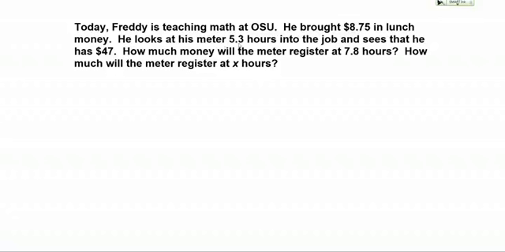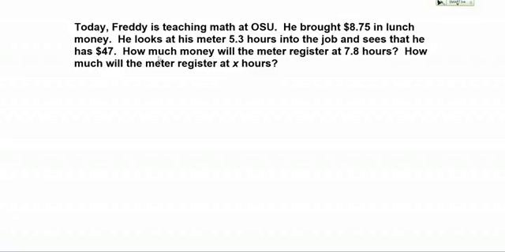Now he looks at his meter 5.3 hours into the job and sees that he has $47. Remember, that includes his lunch money. And the question is the same question we asked earlier: how much money will the meter register now at 7.8 hours into his job? Let's assume, for all these problems, he never really uses his lunch money. He's so involved with his work. And again, we also want to know how much the meter will register in general at x hours, which is our major goal for this lecture.